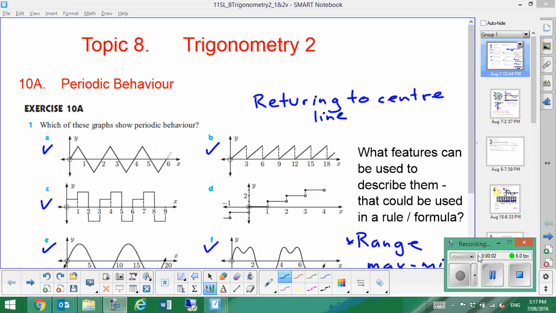Hi there, IB. Just want to do a quick overview of the first part of this next section on trigonometry, 10A and 10B, where we're looking at the sine function and graphing it all.